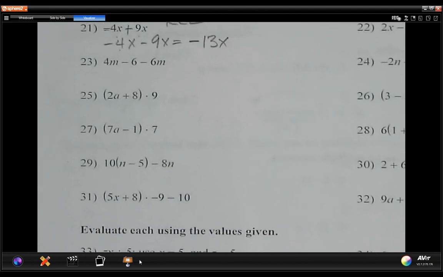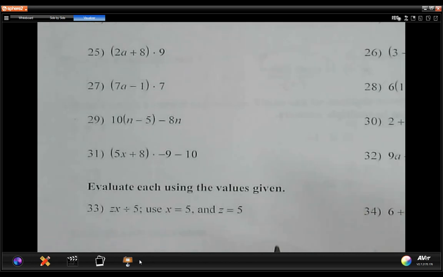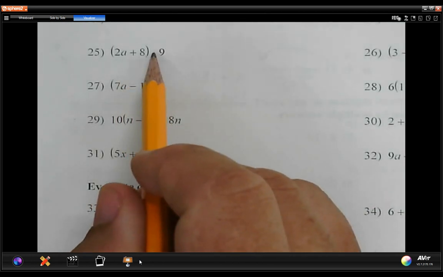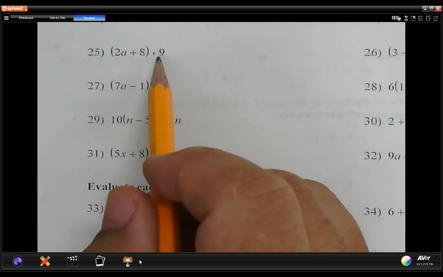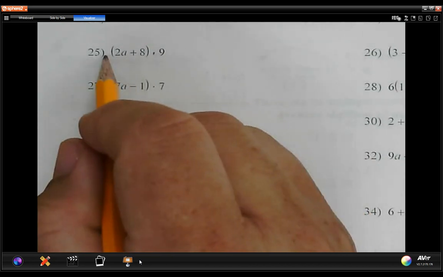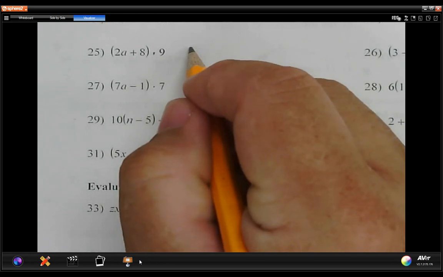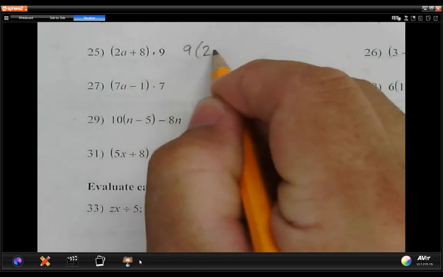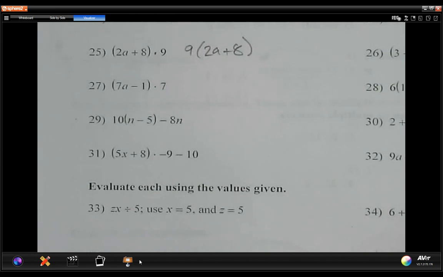All right, one of the things that may confuse you is when you see something like this. The multiplication is over here on this side. Well, it doesn't really matter. Again, multiplication is commutative, so it could be on this side or on that side. It doesn't matter. It still means the same thing. Here's what I mean by that. This could also just as easily be written as 9 times 2a plus 8. Okay? It's exactly the same thing.